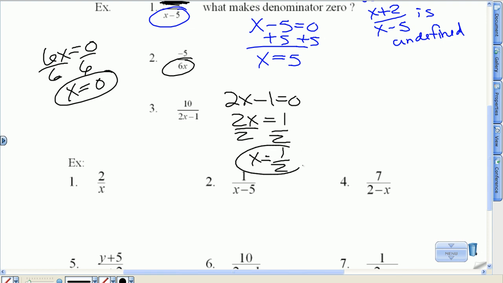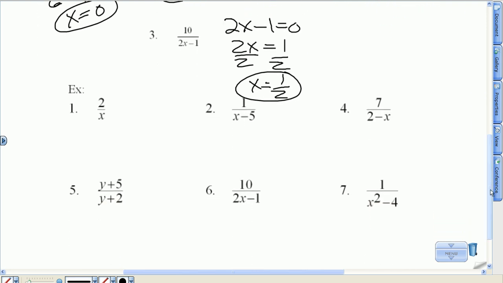Okay, so here's what I want you to do. Pause the video for a second. We have all 6 of these problems up here. And I want you to try to figure out what values will make each fraction undefined. What values will make 0 in the denominator. Alright, go ahead and do that now.